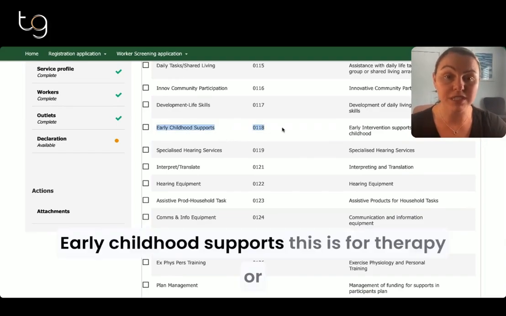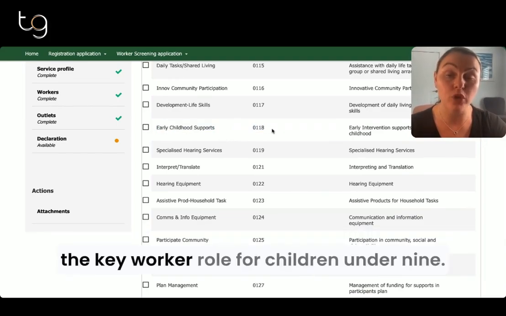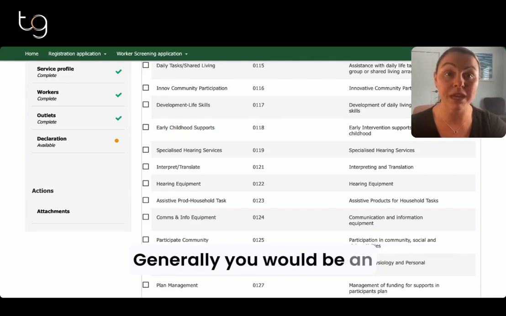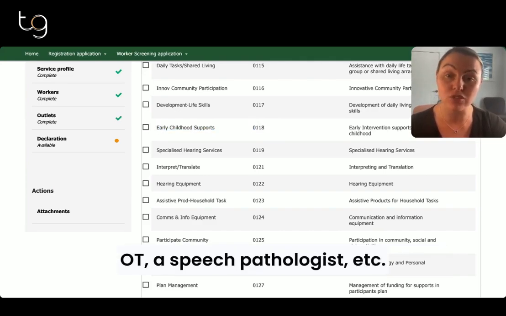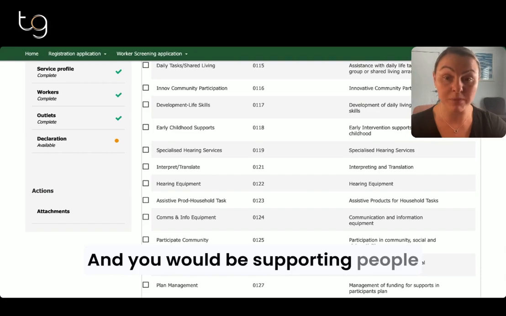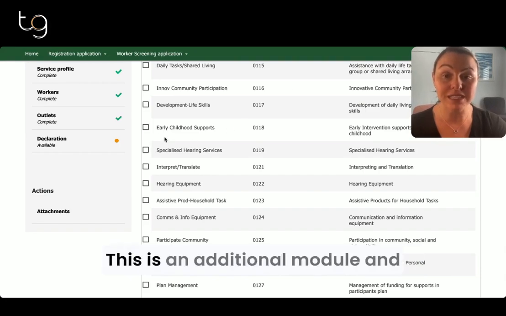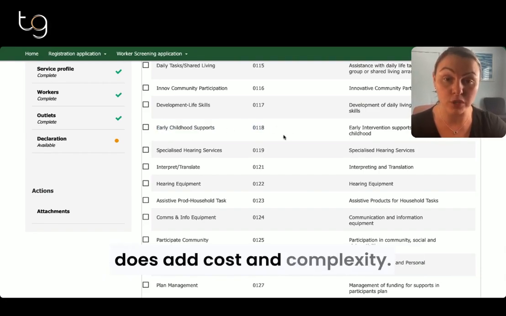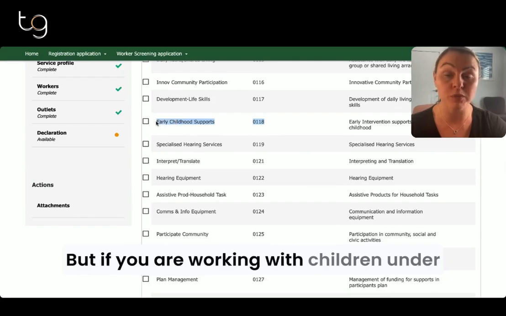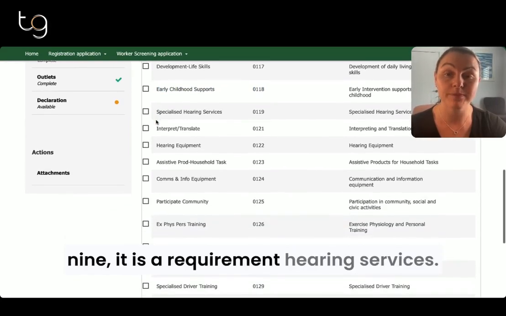Early childhood supports. This is for therapy or the key worker role for children under 9. Generally, you would be an OT, a speech pathologist, etc., and you would be supporting people under 9 for this group. This is an additional module and does add cost and complexity, but if you are working with children under 9, it is a requirement.